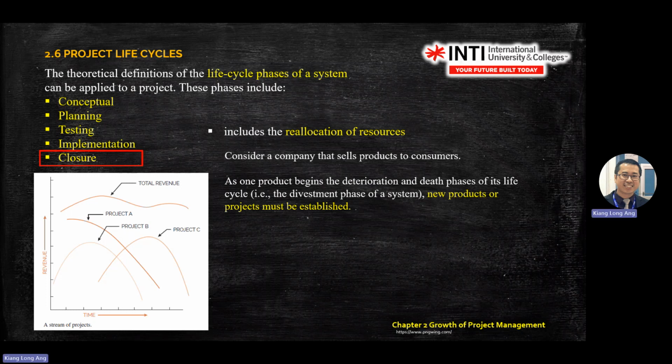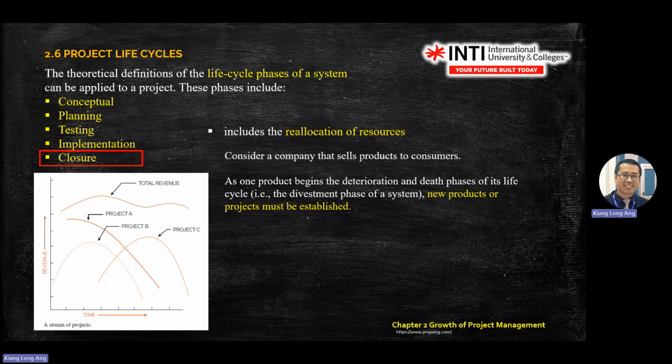For example, you are selling ice cream. You sell ice cream at maybe 5 ringgit each. Let's say that day you sell 10 ice creams. So 50 ringgit goes into your pocket, which means the revenue is 50 ringgit. It's not profit. It is the money that comes in. So the revenue comes in and then it will drop after a certain time.